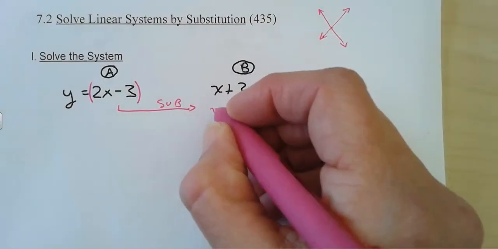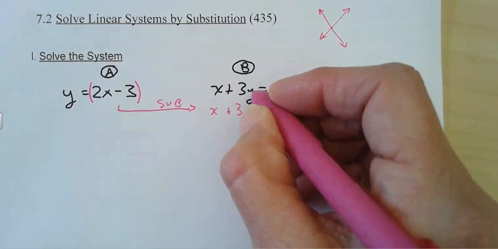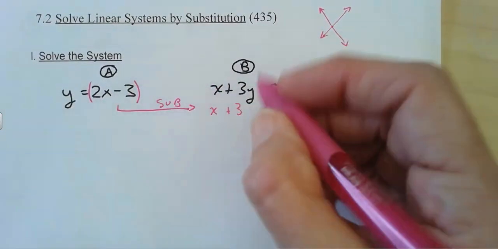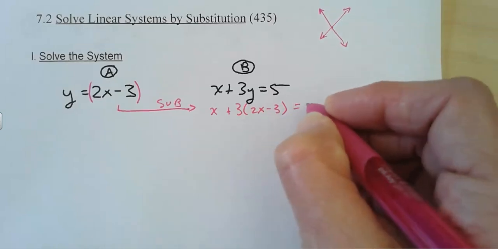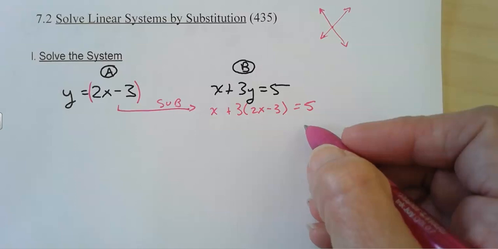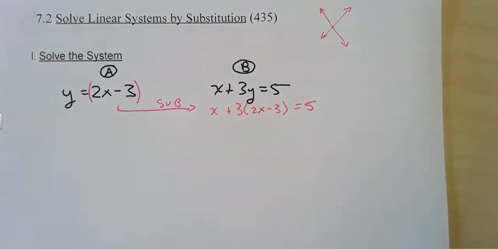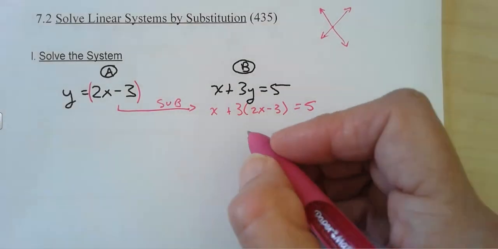So we will write the second equation, but where we would have written y before, we're going to put what y equals, which is 2x minus 3. And you can now see that the new equation has just one variable. That variable is x. So we're going to solve for x.